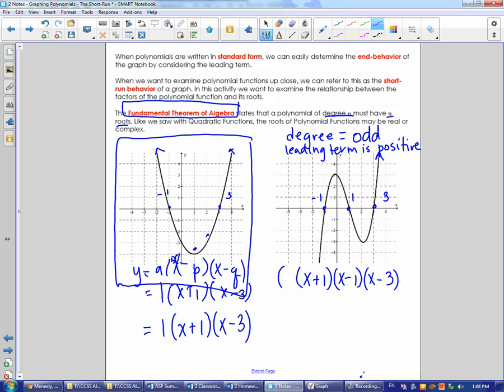Then the only thing I have to really consider is what my leading term, or my leading coefficient, is going to be. And at this point, let's just assume it's either +1 or -1. And we already determined by looking at the long run behavior that it must be a +1.